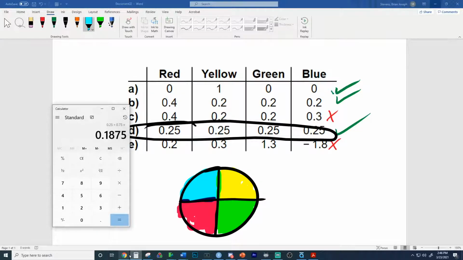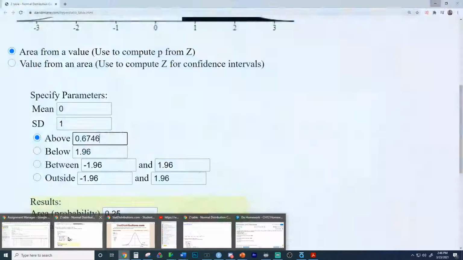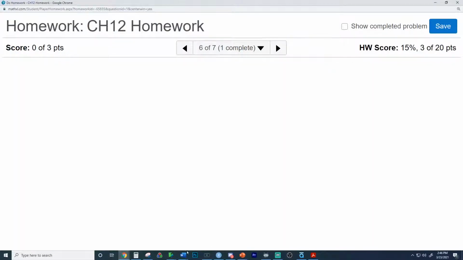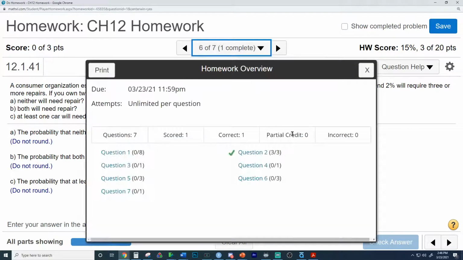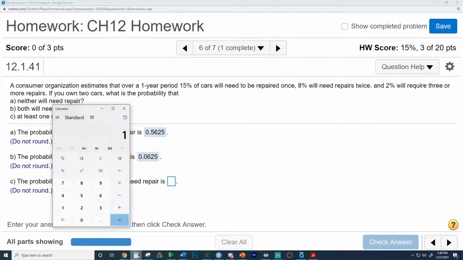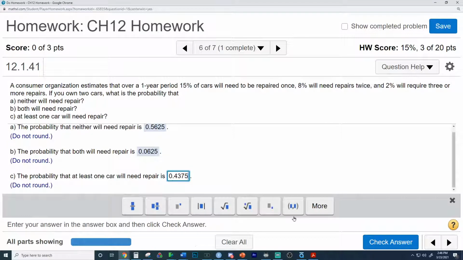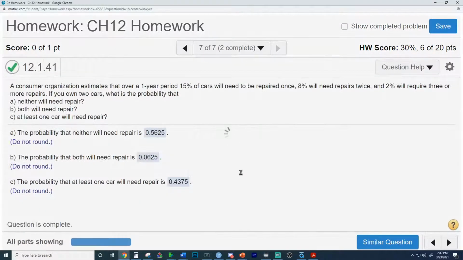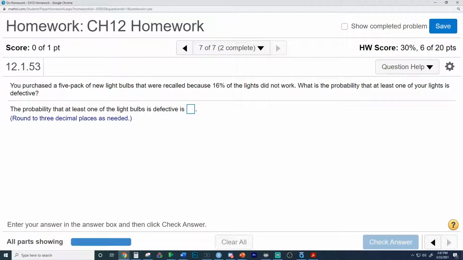So I'm going to do it the way Ella's doing it right there. It's just much quicker to subtract from 1. We might have just lost the problem. Oh, okay, we didn't lose it. 1 minus 0.5625, and that's the probability of at least one needing repairs, and we've done it. Ella, which was your question again?